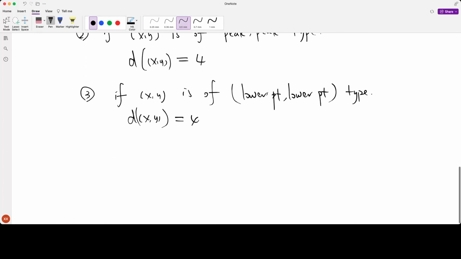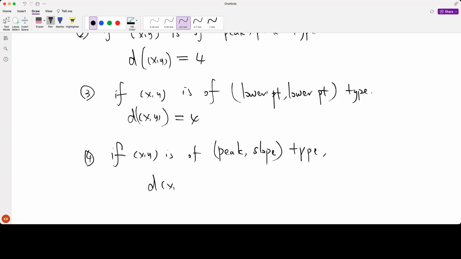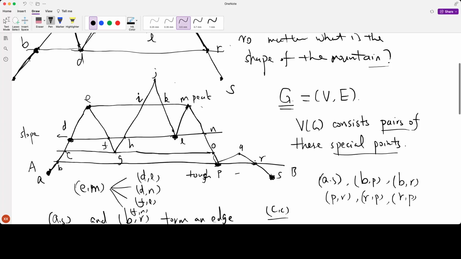But if xy is of peak and slope type, then I claim that the degree of xy is 2. Not 4, it's 2. So what happens is that here, I don't know where the peak is. Here is a peak. For example, here E is a peak. Point K is a slope.